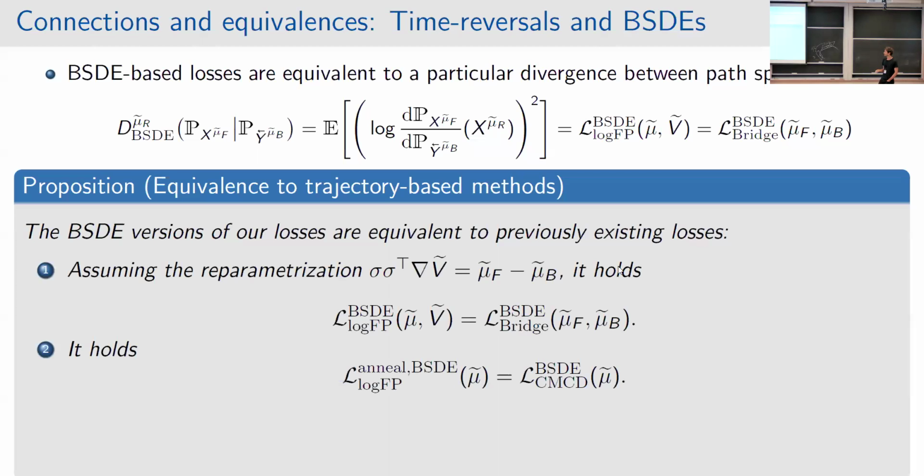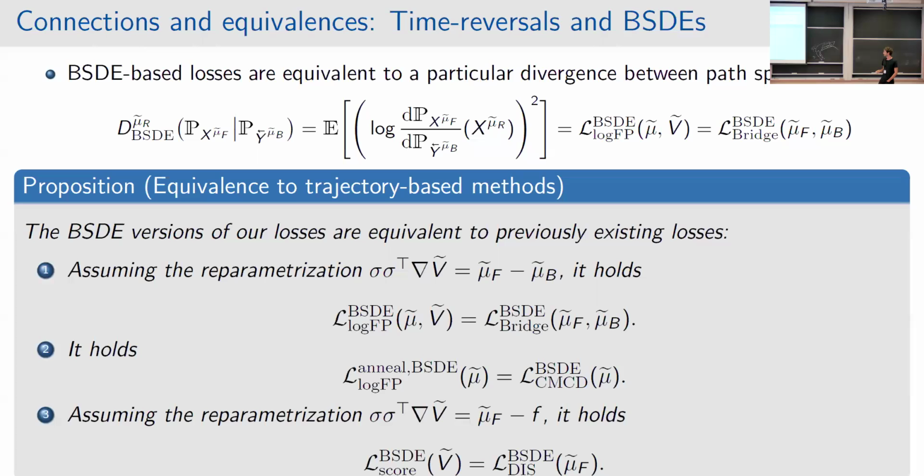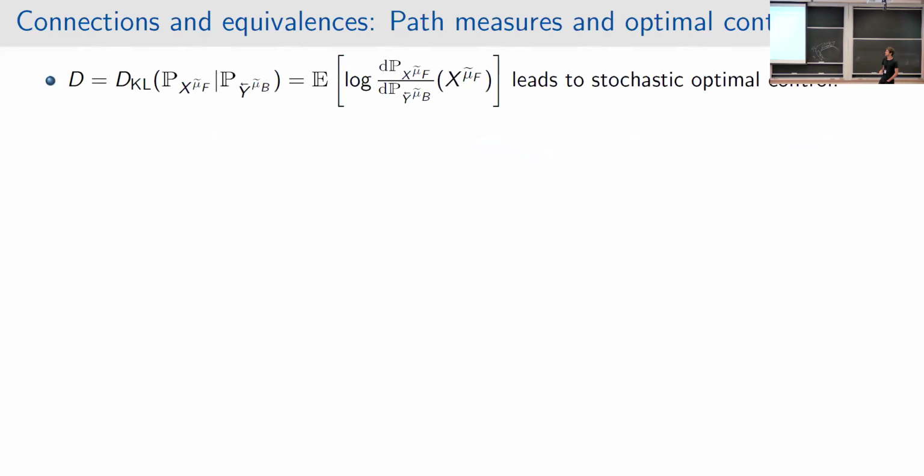If I look at the annealed BSDE log Fokker-Planck version, then this is exactly equal to this CMCD loss that I mentioned before. And if I consider this reparametrization here, which is basically telling me that I want to have the score here, so recall that V is the log density, then I recover that my BSDE PDE loss gives me back the score loss, which we called DIS before, right? So that's quite nice.